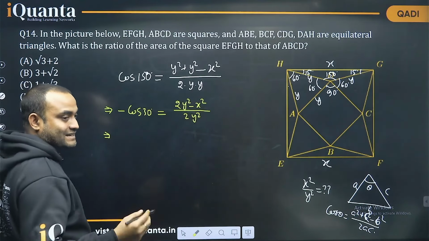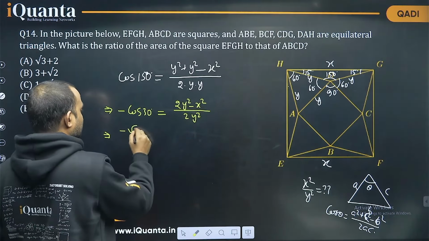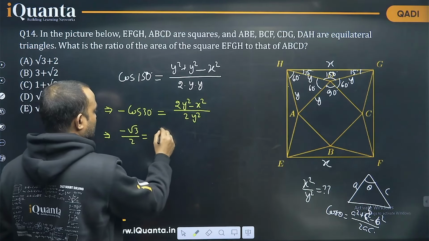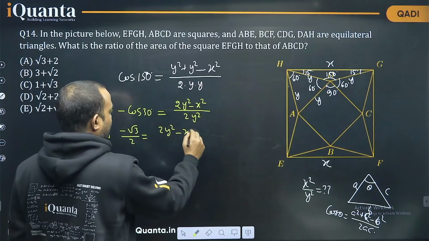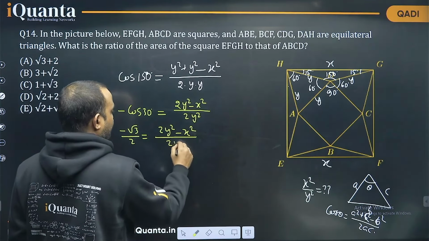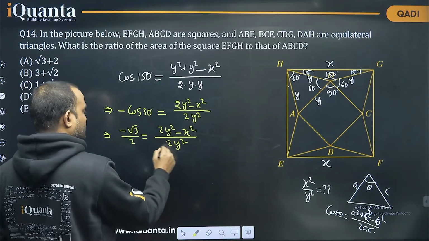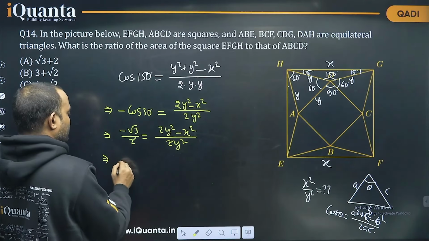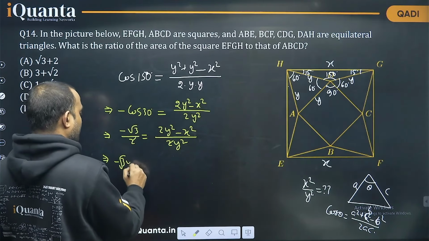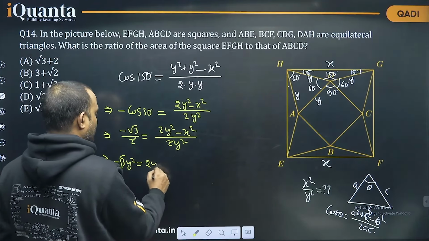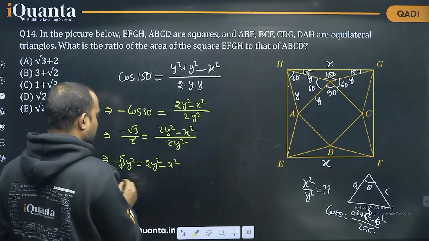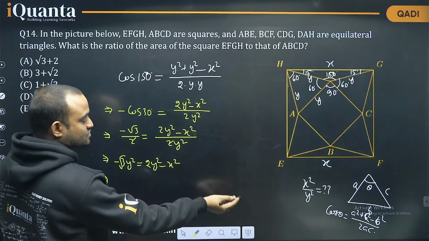Cos 30 degree is root 3 by 2. So, minus root 3 by 2 is equal to (2y square minus x square) upon 2y square. So, 2 cancelled out. We can say minus root 3 y square is equal to 2y square minus x square. What we need to find is x square by y square.